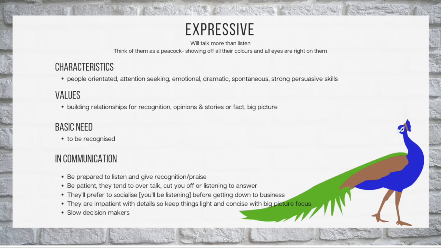The next social style is expressive. If you think back to the little axis, because they are highly responsive and highly assertive, they're very emotional and they'll tell you about it. Expressive people tend to talk more than they listen. They can be the people that listen to answer as well. In the bird world, think of them as a peacock. They're showing off their colours and they want all eyes on them. Characteristics: very people orientated, attention seeking, emotional, dramatic, spontaneous, and can have quite strong persuasive skills.